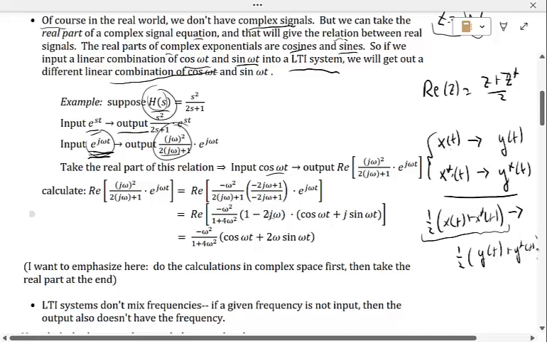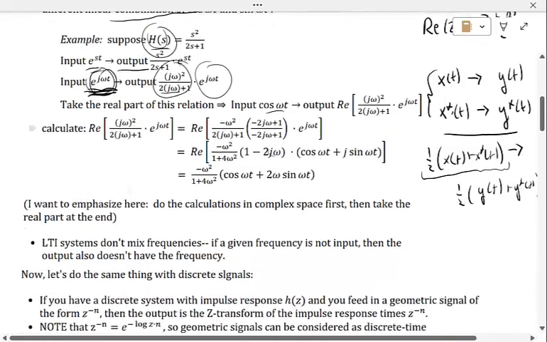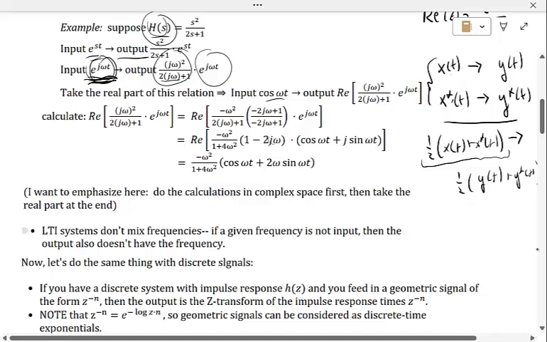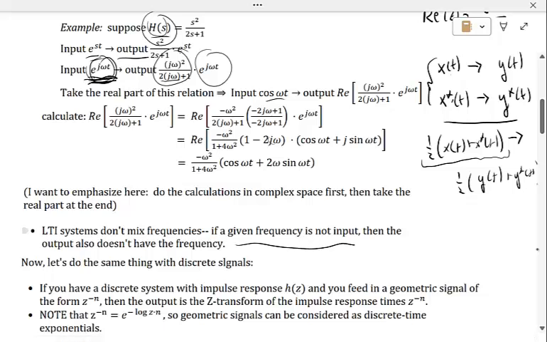Right? So what we're saying here is that the input is e to the j omega t. So this is basically a sinusoid of frequency omega. And you get out a sinusoid of frequency omega. So linear time invariant systems don't mix frequencies. If a given frequency is not input, then the output also doesn't have that frequency.